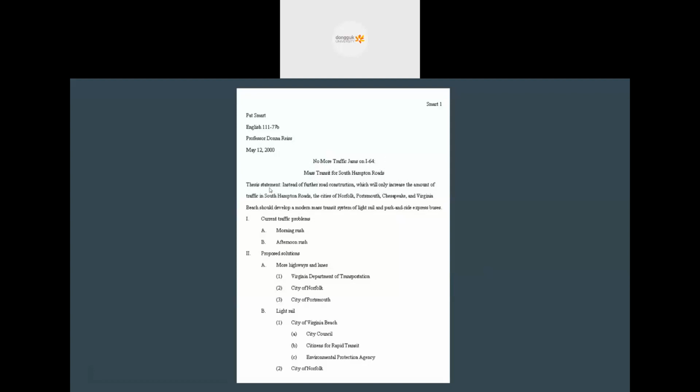So here's the thesis statement. Instead of further road construction, which will only increase the amount of traffic in Southampton roads, the city of Norfolk, Portsmouth, Chesapeake, and Virginia Beach should develop a modern mass transit system of light rail and park and ride express buses. Okay, so you guys don't need to understand all of this. Just they're basically trying to alleviate traffic, right? There's some traffic problems, some traffic jams in their area.